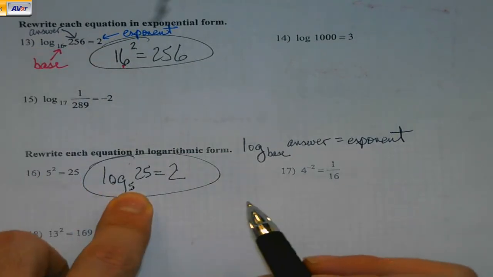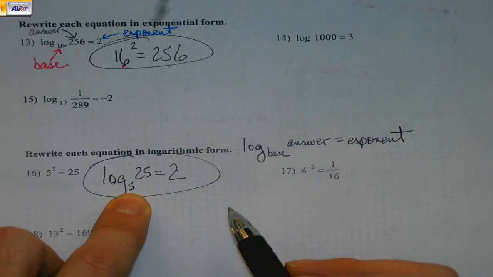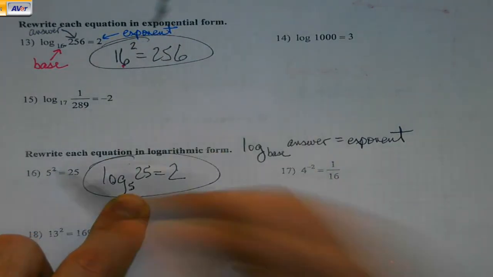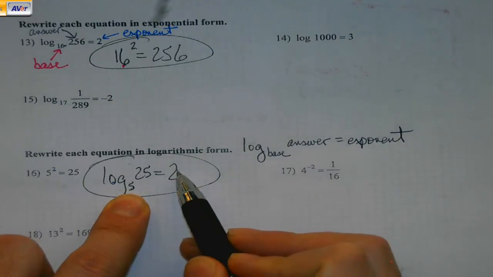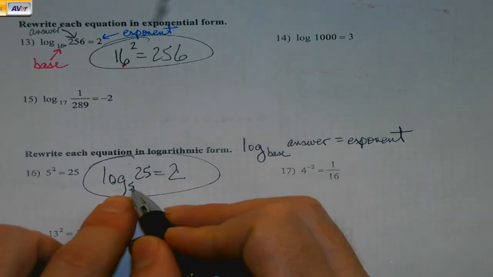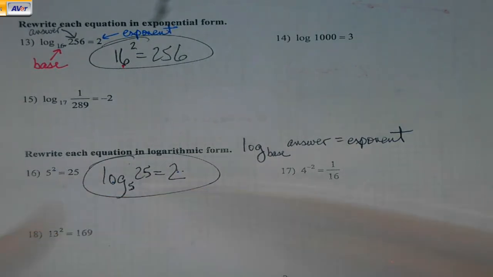So the little 5 goes here. Then the exponent went on the equal side. Okay, there's the exponent. That goes on the equal side. And then all I've got left is the 25, so the 25 has to go here. Base, exponent, answer. Yeah, that works. And kind of start working them that way.